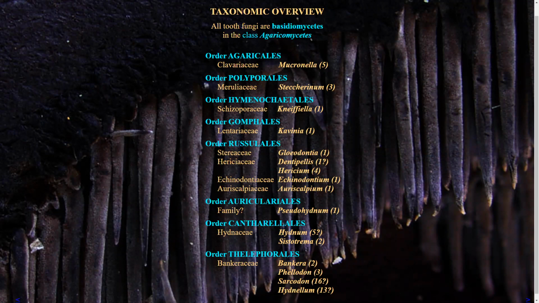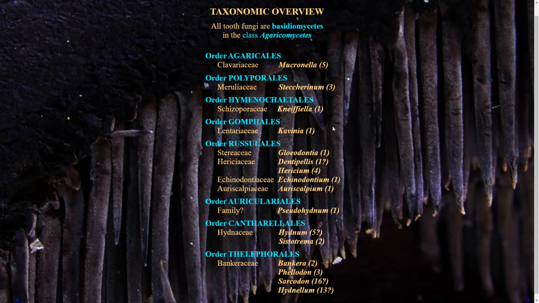But then within that, you can see that there's a lot of different orders that the tooth fungi are spread across. These are the ones that we're talking about. You don't really need to pay a lot of attention to the names of the orders and the families and whatnot. I just wanted to show you that they are spread around quite a bit. We're going to start with Mucronella up at the top here. And then the number in parentheses is the number of species in that particular genus, which is thought to occur in the Pacific Northwest.